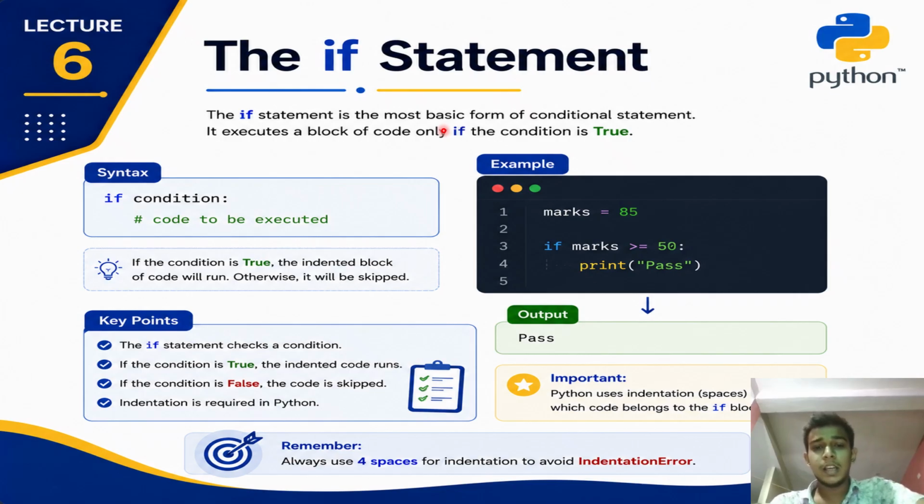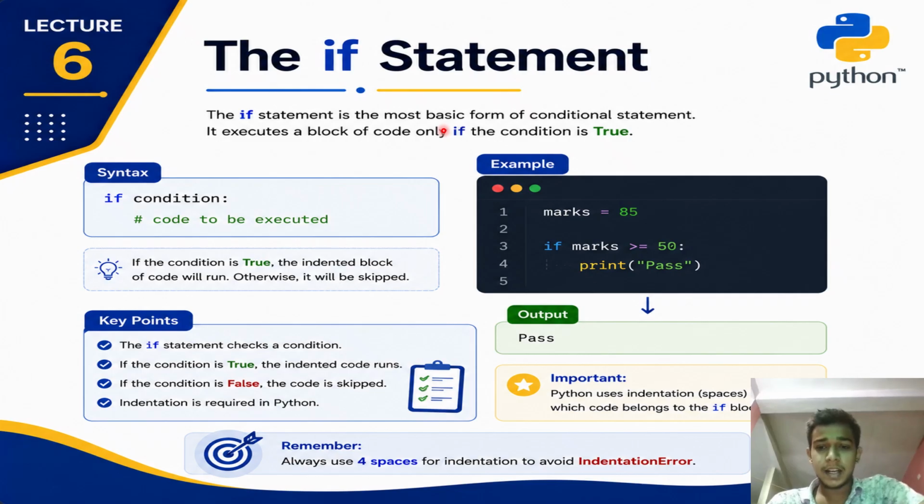The if statement is the simplest form of a conditional statement. Its job is very simple. It checks whether a condition is true or not. If the condition is true, Python executes the block of code inside the if statement. If the condition is false, Python skips that block and continues with the rest of the program.